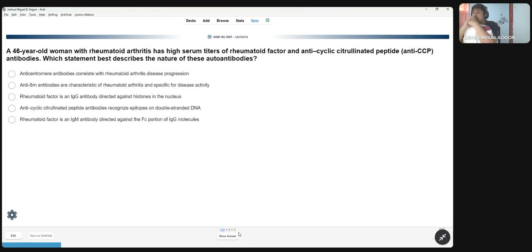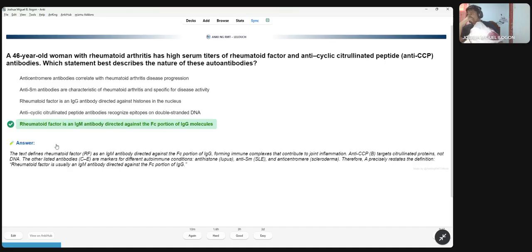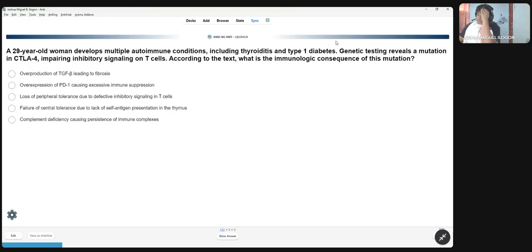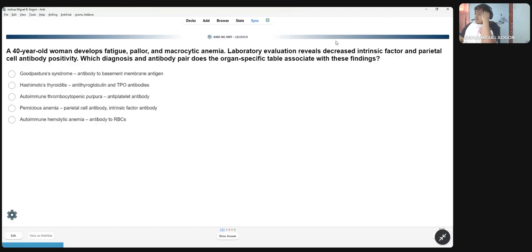High serum titers, rheumatoid factor, and anti-CCP. Yeah, that's your C. Or D-Day. What? Oh, I forgot. CTLA4, is this the central tolerance? Oh, peripheral tolerance.